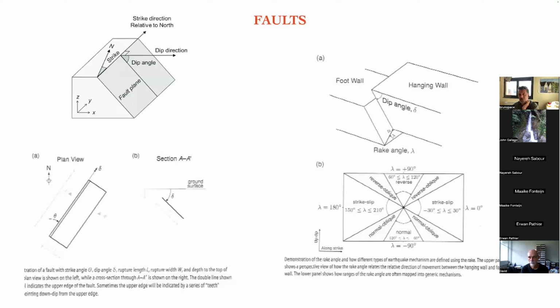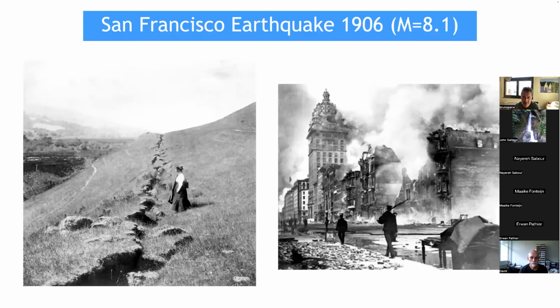Obviously, the definition of a fault is the same we use in seismology and in tectonics. So we have to decide the geometry in terms of strike, depending on the direction, and we have to decide the kinematics, the classical kinematics.